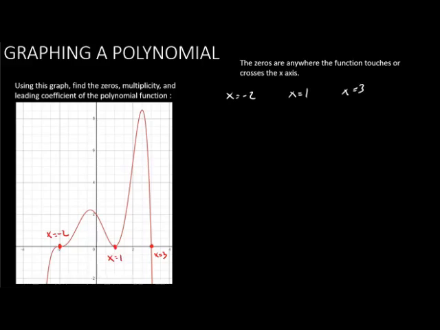To find the multiplicity of those zeros, we'll need to look at the shape of the graph as it goes through the axis. You may be able to see on the right at x equals 3 that the line simply crosses straight through directly. If the line crosses directly, that means the multiplicity is 1. This is another way of saying that this zero is first power.